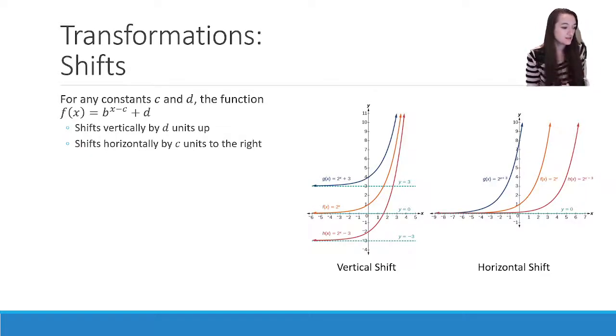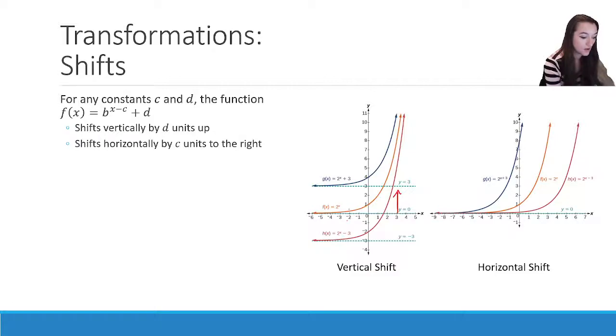So, for any constants c and d, the function b to the (x minus c) plus d will shift vertically by d units up and horizontally by c units to the right. So we can see that g of x equals 2 to the x plus 3 shifts us up by 3. 2 to the x minus 3 shifts us down by 3. Here, 2 to the (x plus 3) shifts us to the left by 3.